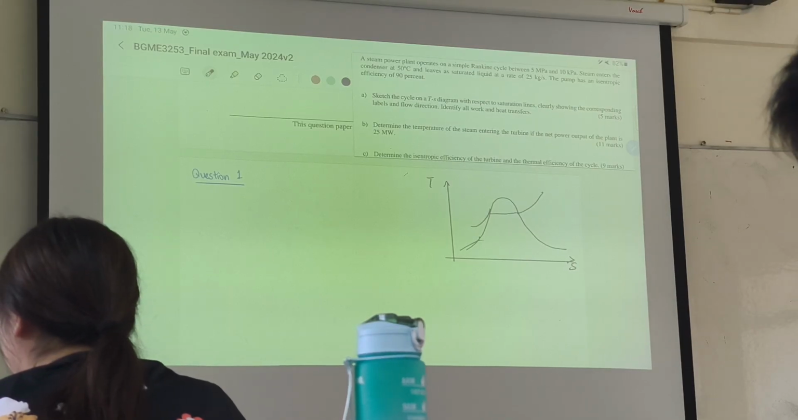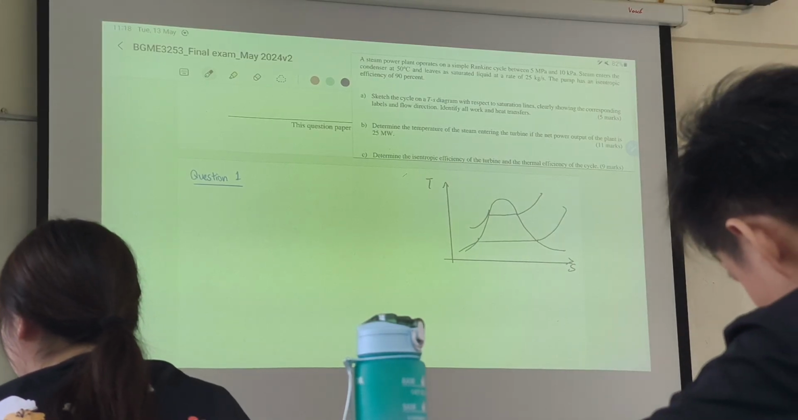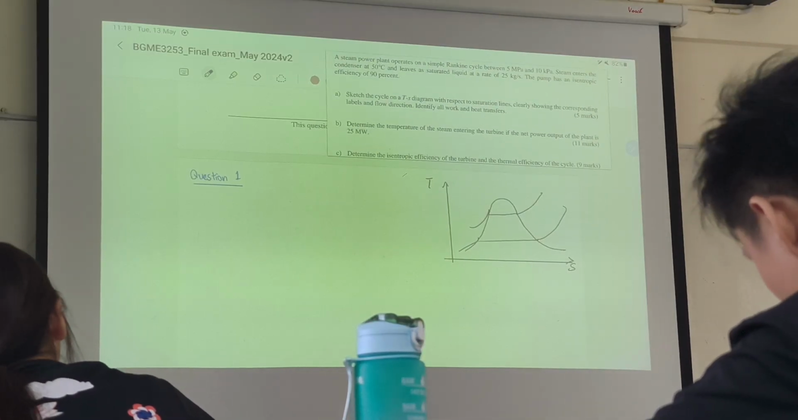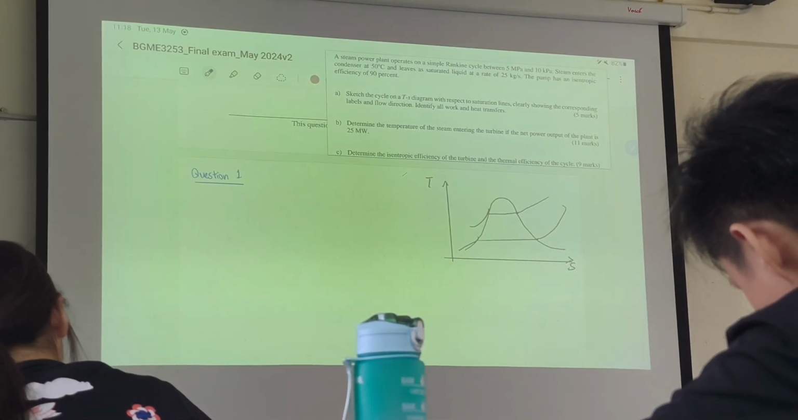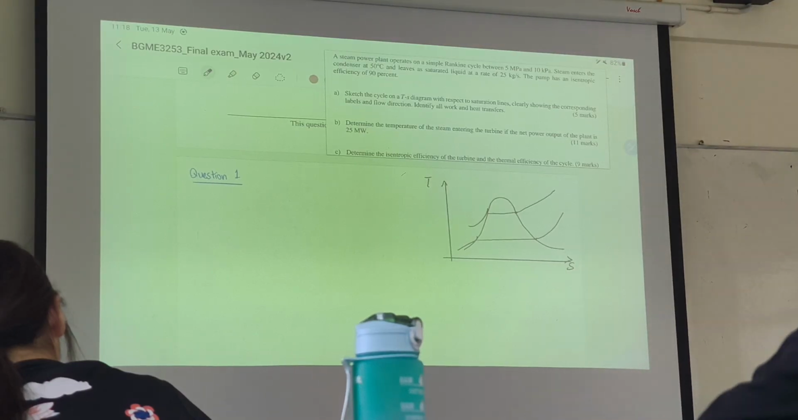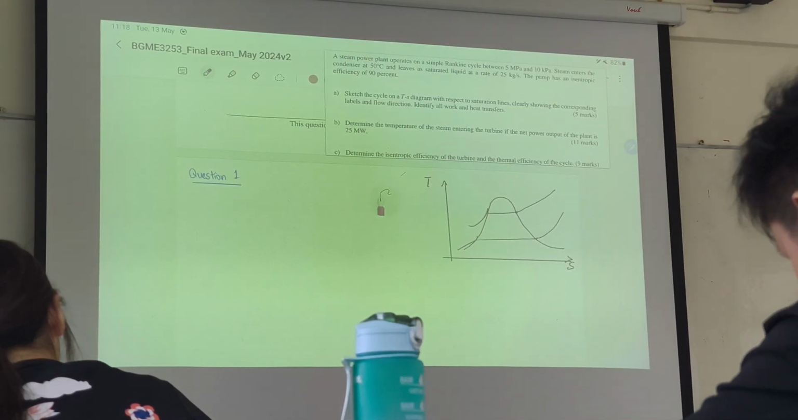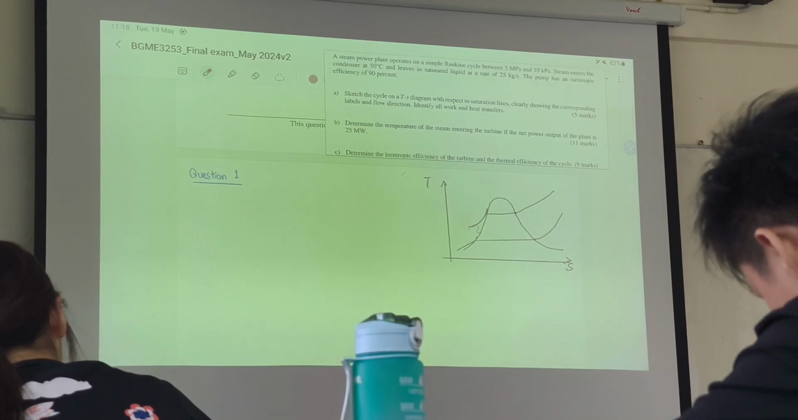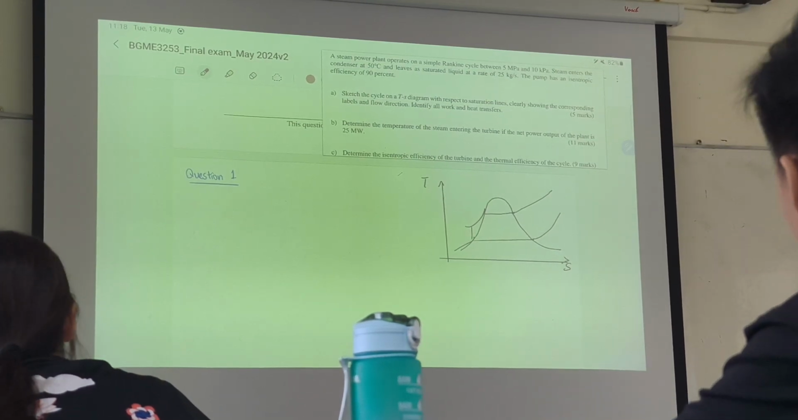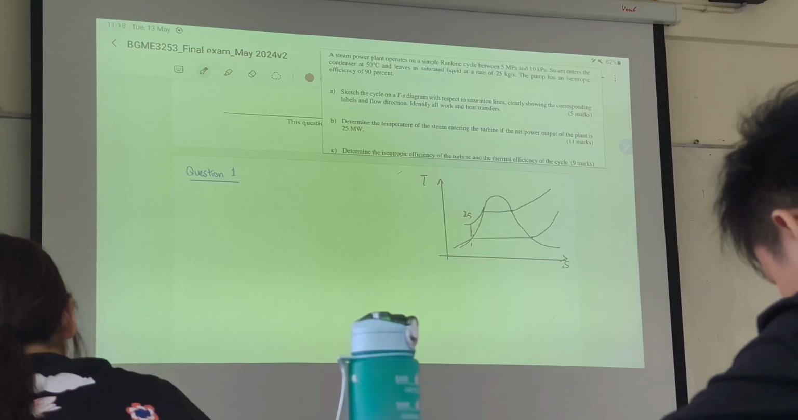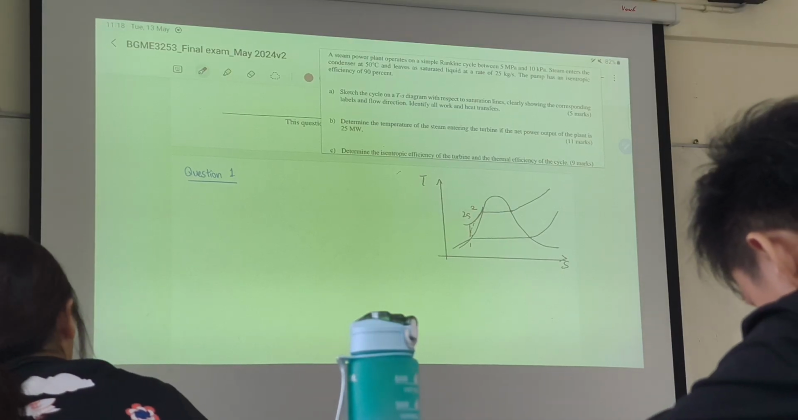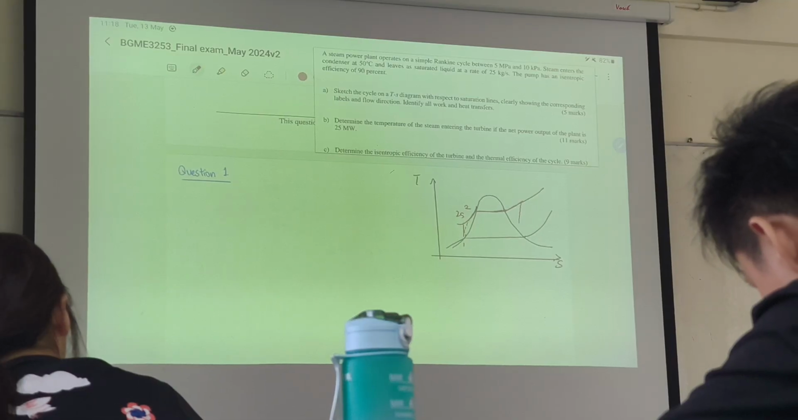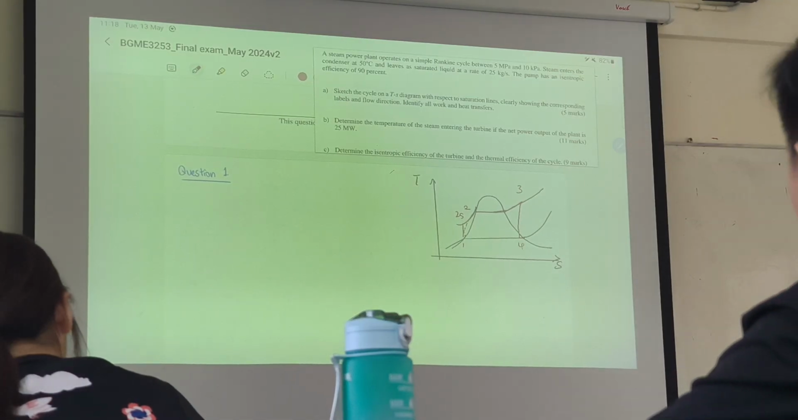So as standard, part A asks you to draw this, so you just draw. So 1 to 2 is similar. Three, 4.